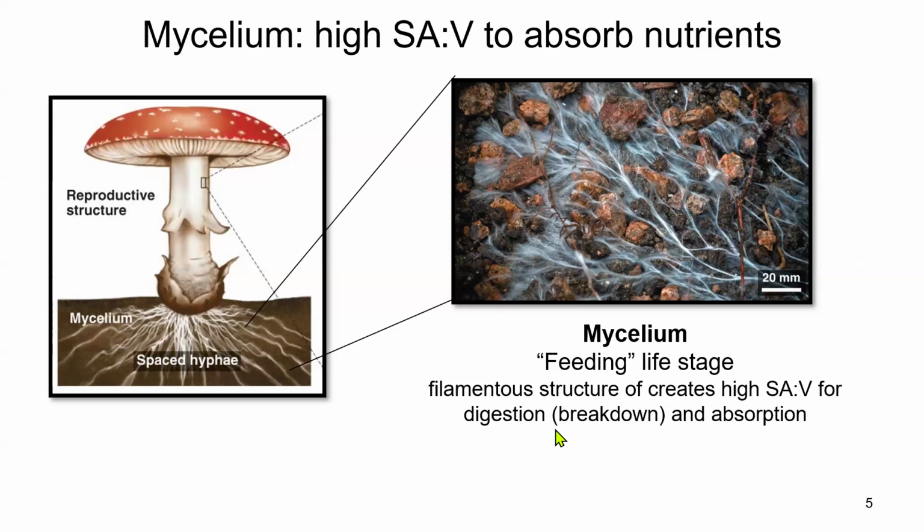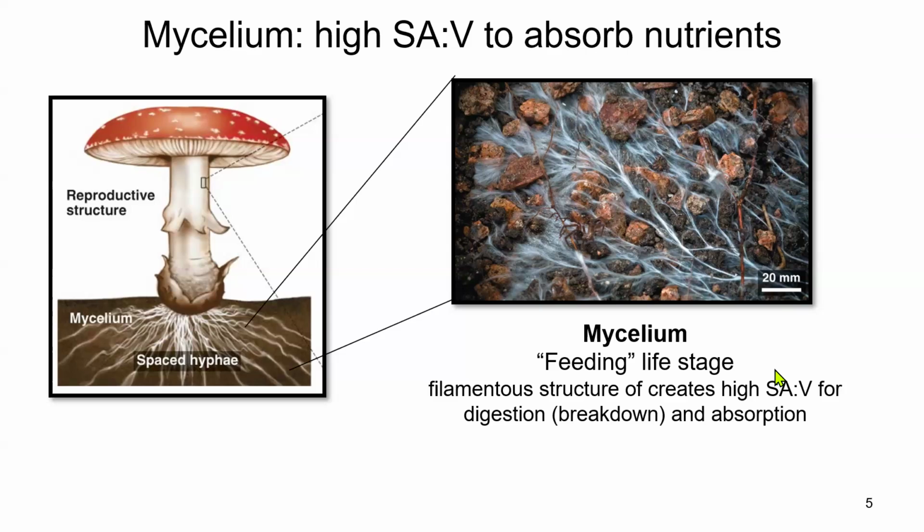So it's a filamentous structure that has a really, really high surface area to volume ratio. That's not only to aid with absorption of nutrients from the environment, but it will also secrete enzymes into the environment that break stuff down. So it aids also in digesting nutrients that are out there in the environment and breaking them down before they're absorbed. So this mycelium aids in both digestion, or breaking down of nutrients in the environment, and absorption of those nutrients once they're broken down.